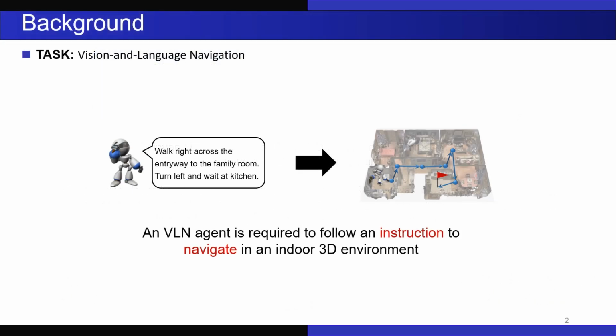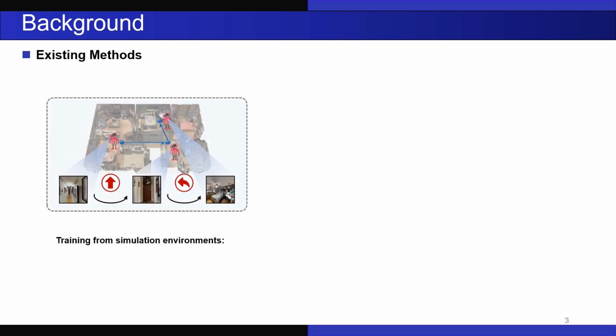First, I'd like to introduce the background of vision and language navigation, i.e., VLN. In this task, an agent is required to follow an instruction to navigate in an indoor 3D environment. Some existing works train the agents on simulated navigation environments and manually labeled data. However, training on simulated datasets is limited to a restricted number of environments.